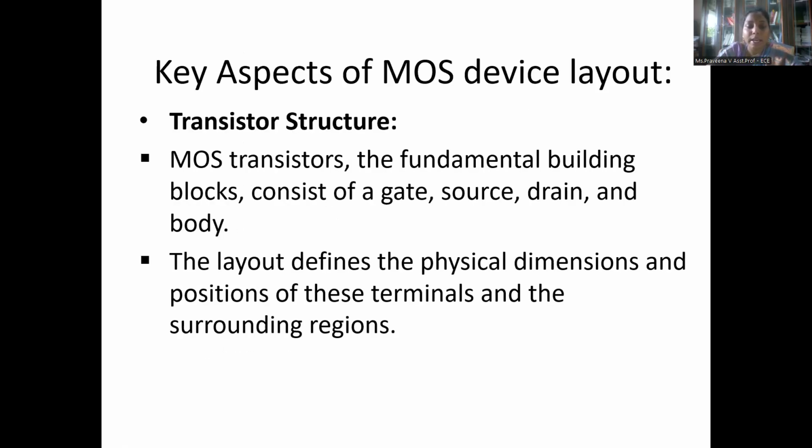Next are the key aspects of MOS device layout. Transistor structure: MOS transistors are the basic building blocks of integrated circuits. You all know about it, right? They consist of four terminals, and the MOS layout specifies the physical size, shape, and placement of these terminals and the surrounding regions of the chip.